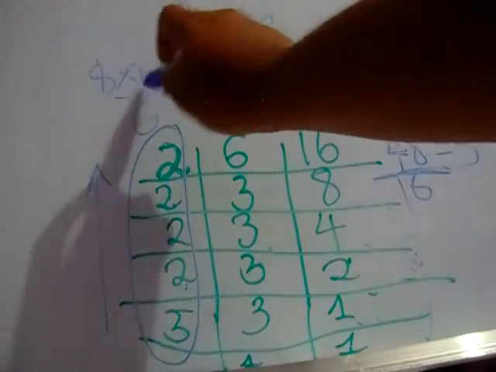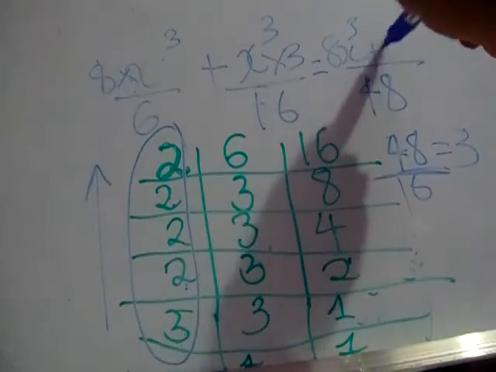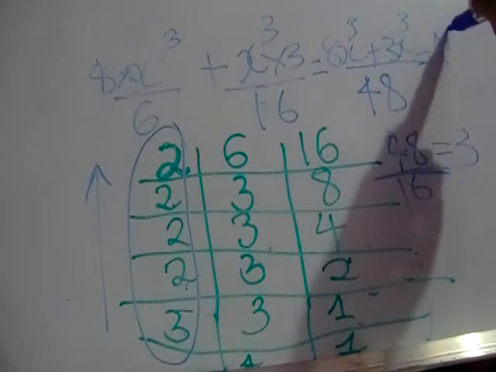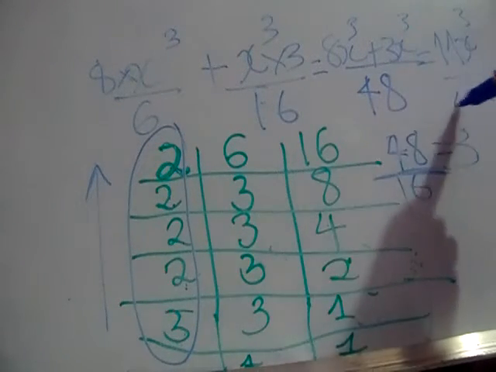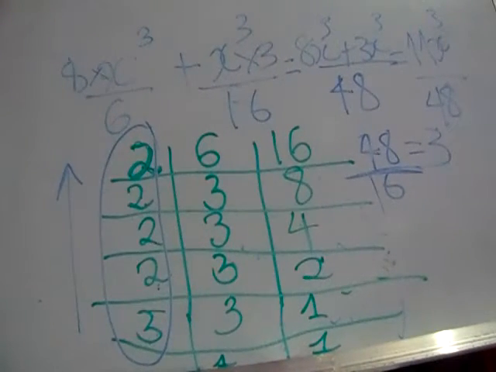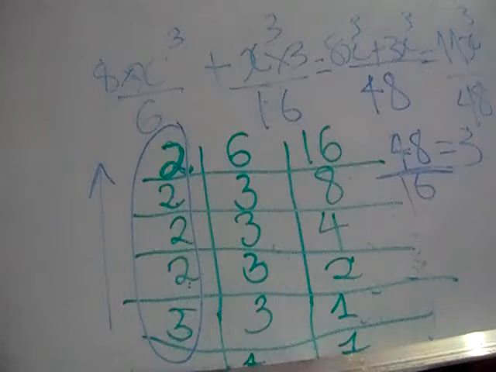So that means we're having 8x³ plus 3x³. So that is 11x³ over 48. So either you use this method, or if you're good with the common denominator, you can try it out as well. But with practice, you'll get used to both methods.